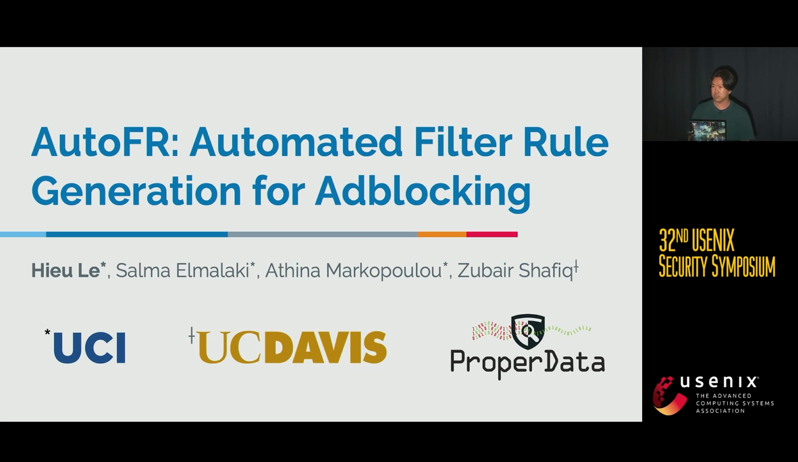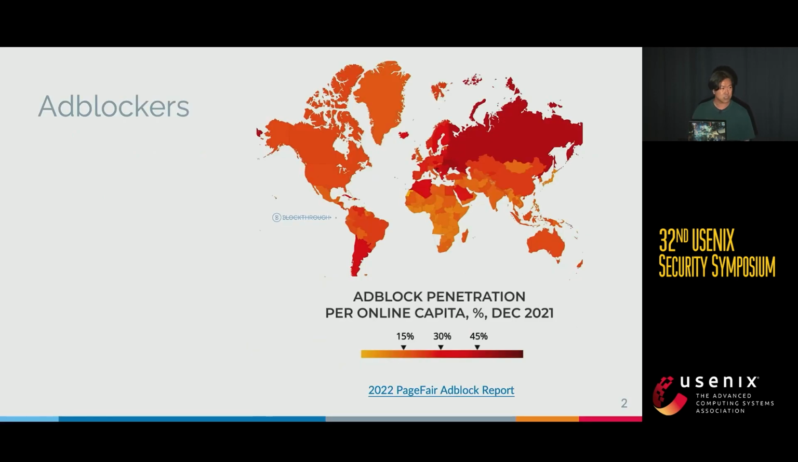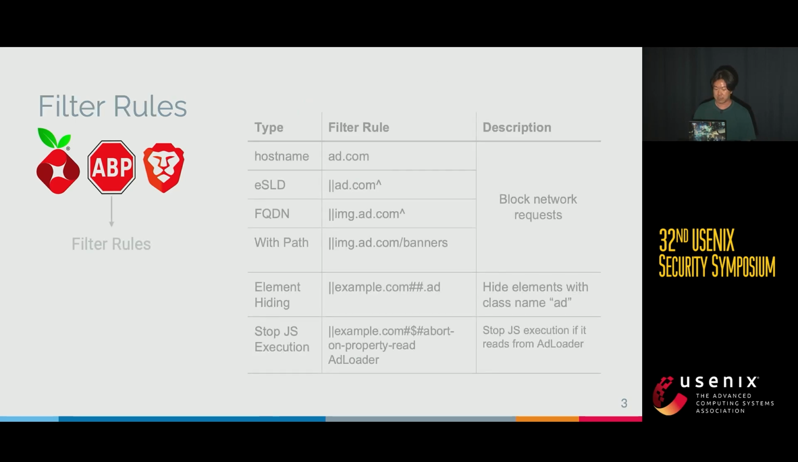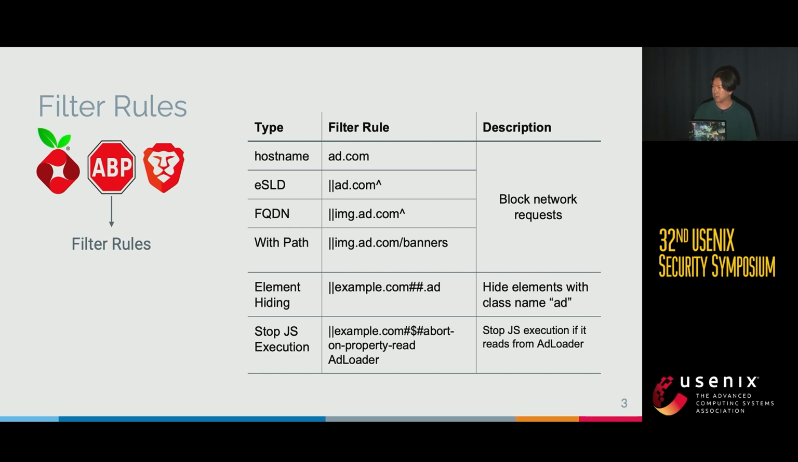In this work, I'll introduce a framework, AutoFR, to automate the process of filter rule generation for ad blocking. Ad blockers are widely employed by millions of users worldwide. They come in various forms, such as web extensions like AdBlock Plus, browsers like Brave, and standalone applications like Pi-hole. At the core of the ad blocking functionality are filter rules, string-based patterns that can match and block network requests, hide HTML elements, or stop JavaScript execution.